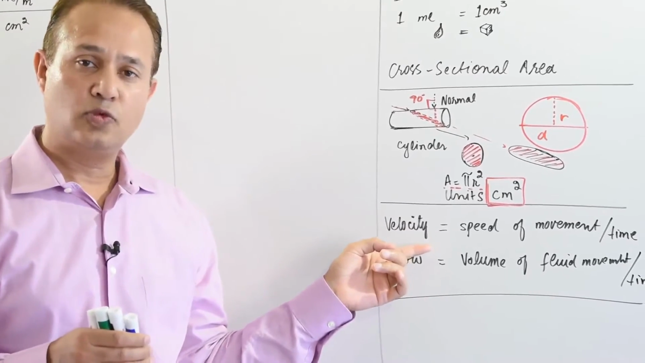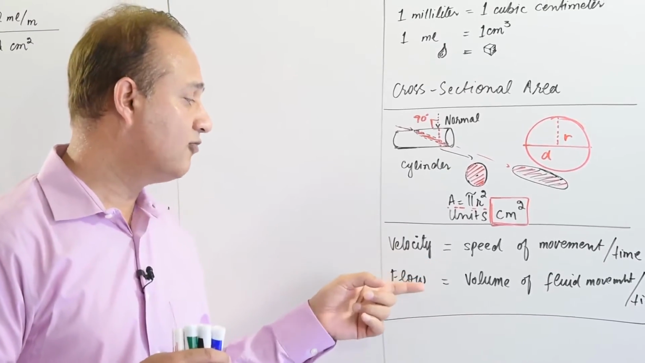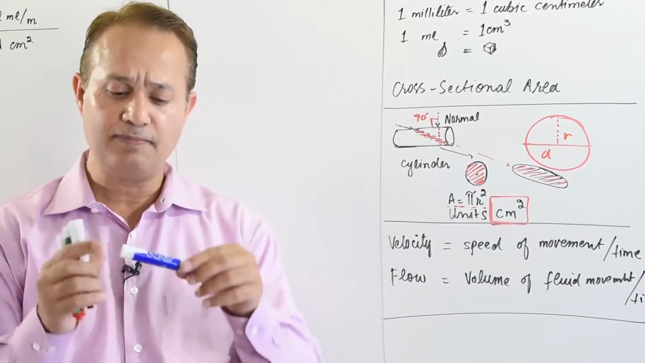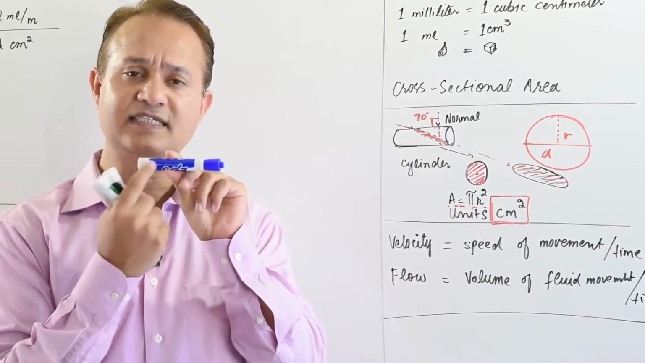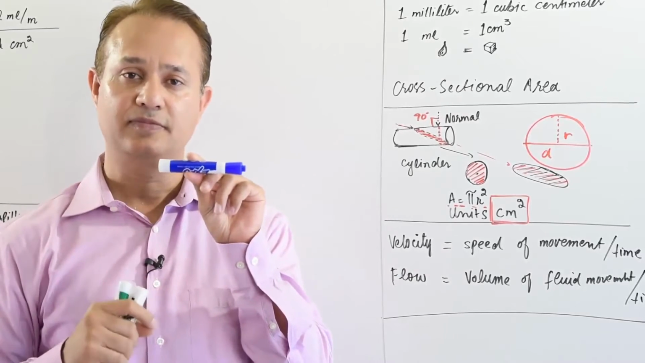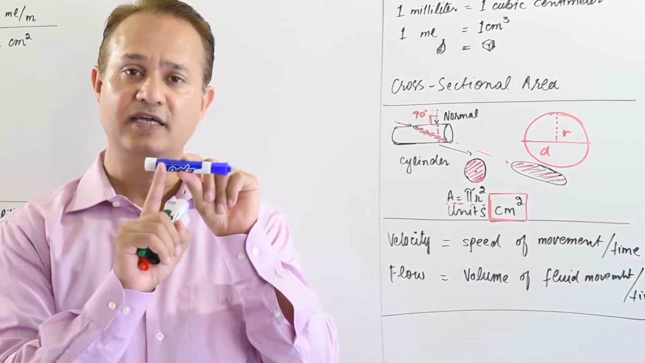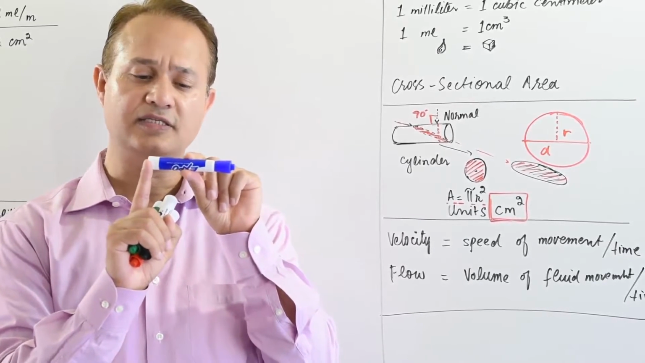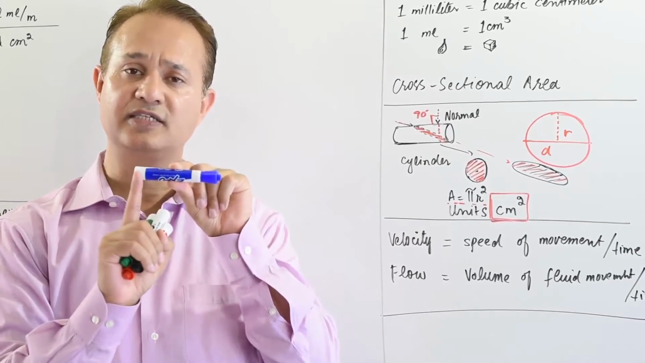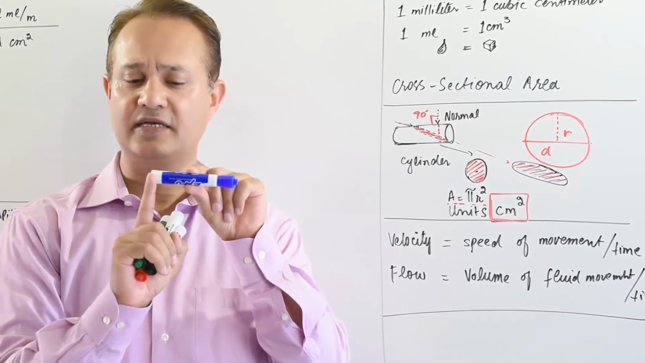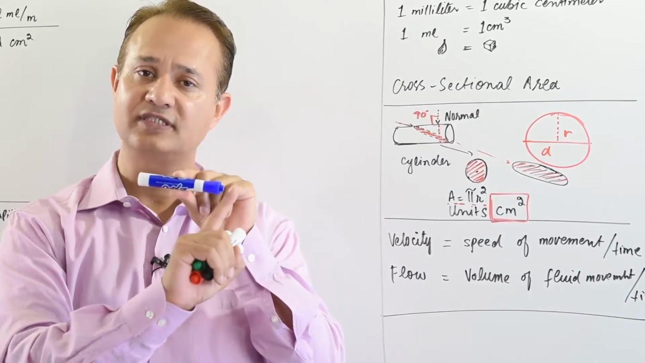Then one more difference in hemodynamics that a student must know, that is, what is the difference of velocity and flow? Look, in a pipe, velocity simply means how much distance will be covered in a unit time. So imagine if this is a pipe and this particle is moving in it, and let's say this is 4 inches and the particle speed is 1 inch per second. That means the whole pipe will be traversed in 4 seconds.